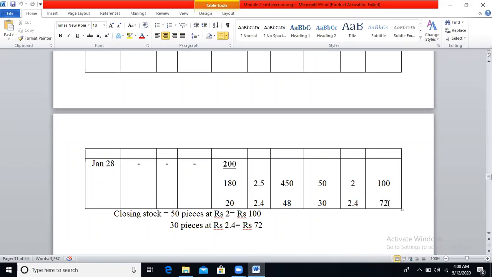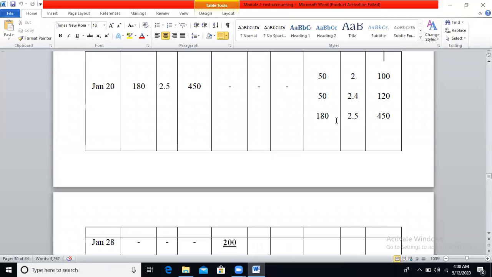So the latest purchased units or latest purchase price will be considered for the issue of any quantity, until all the units under the latest purchased units are issued. If you want further quantity to be issued, you will take those units from the previous batch of units. Still, if you want more, you will move on to the previous purchases.